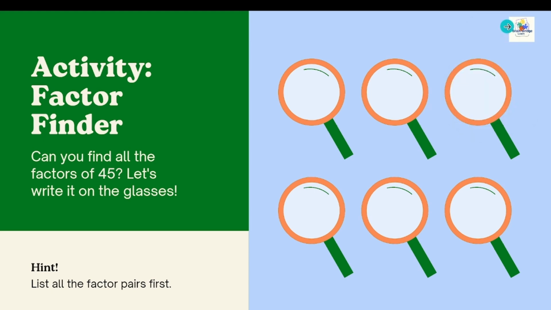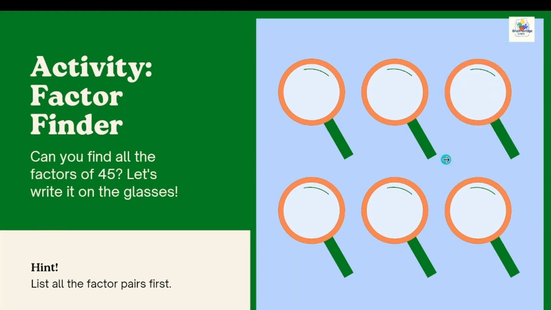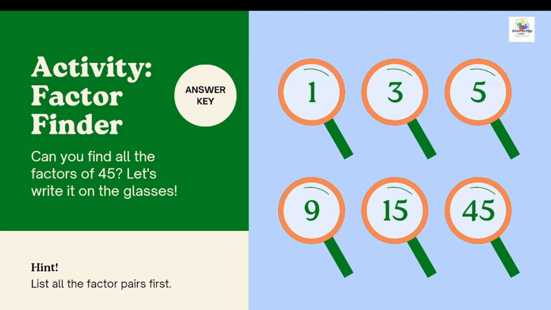So here's your time is up. Let's move further. These are the answers. So activity factor finder. This is the answer key: 1, 3, 5, 9, 5, 6, 9, 15 and 45. So this was the question along with the hint.